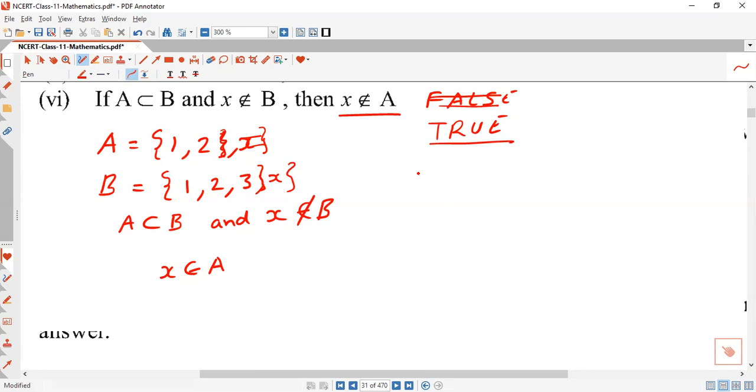Look here at this one. If X belongs to B and X also belongs to A, since A is a subset of B. Similarly, if X does not belong to B, then X does not belong to A. So this statement is true.